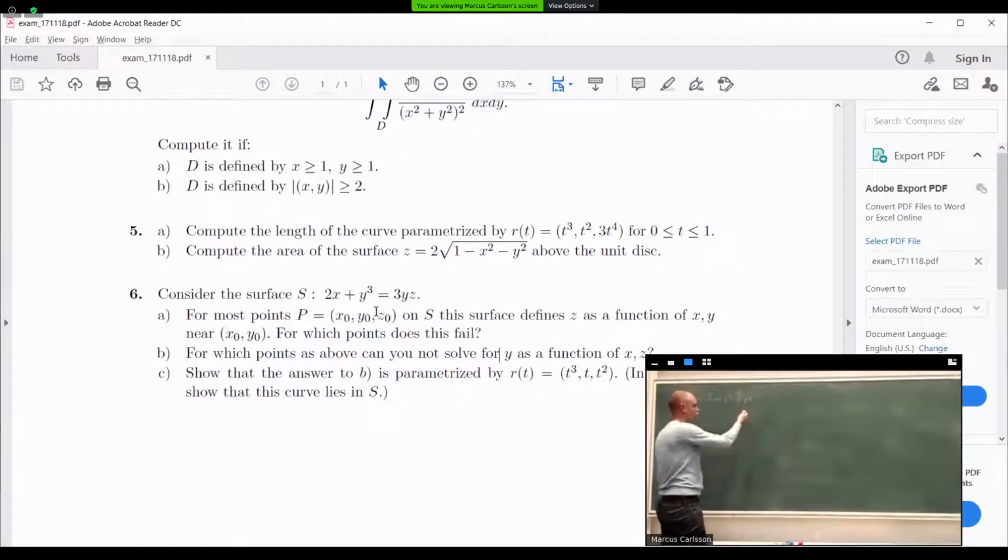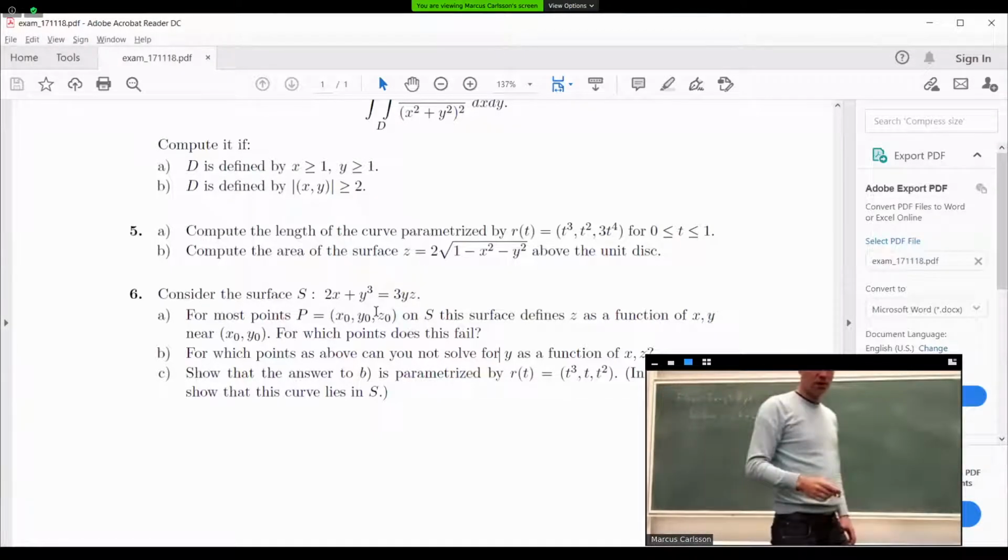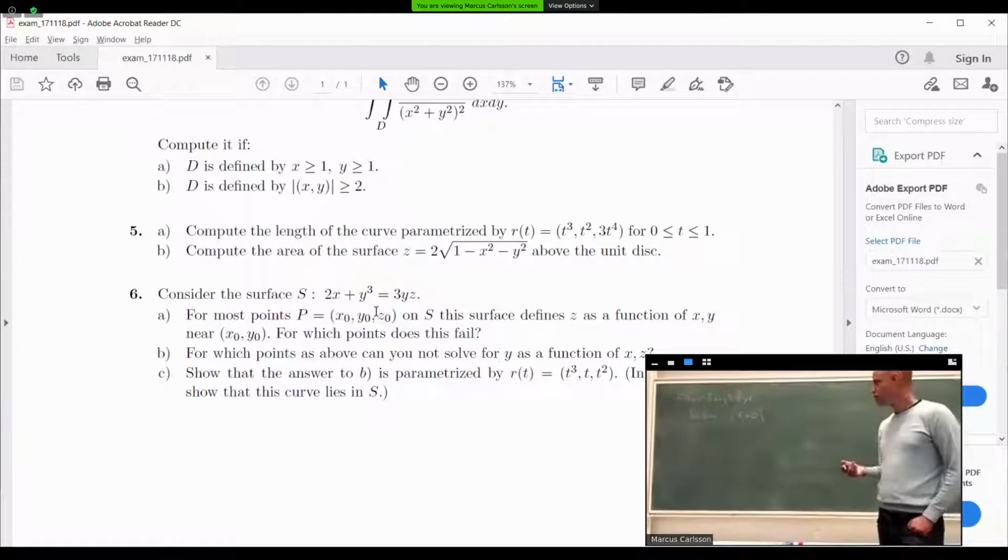So I move the yc to the other side, because then I can write that my surface is equal to the equation f equals 0, right? The set of solutions to that equation. And then the implicit function theorem tells me when this is solvable in a neighborhood of a point on the surface.